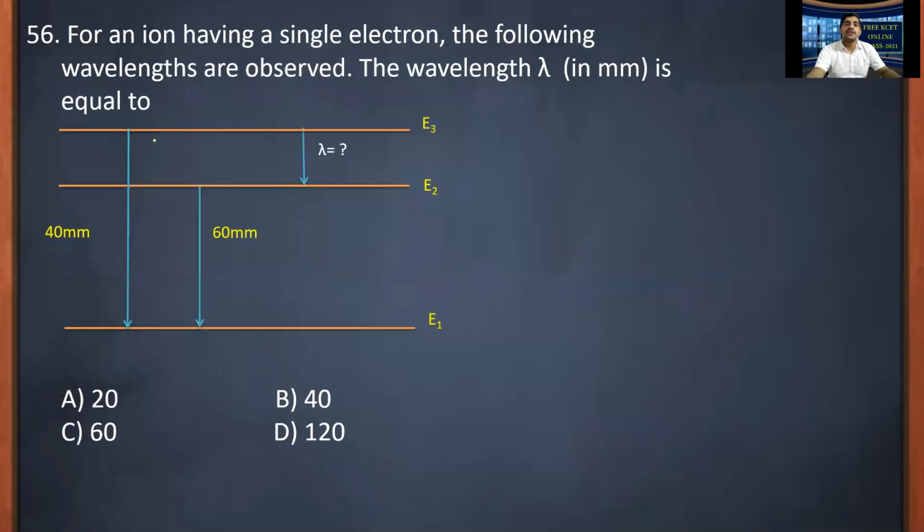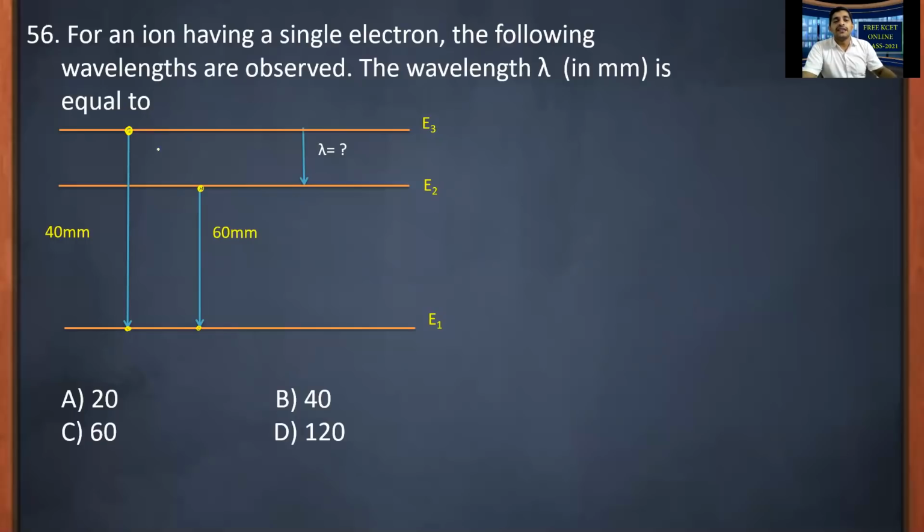Right. Okay. For an ion having a single electron, that means we can apply any equation which is used for the hydrogen atom. The following wavelengths are observed. When an electron which is present in the E3 energy level jumps to E1 directly, it releases lambda as 40 millimeter. And when it jumps from E2 to E1 directly, it gives 60 millimeter. Then what you are asked to find is the wavelength lambda.